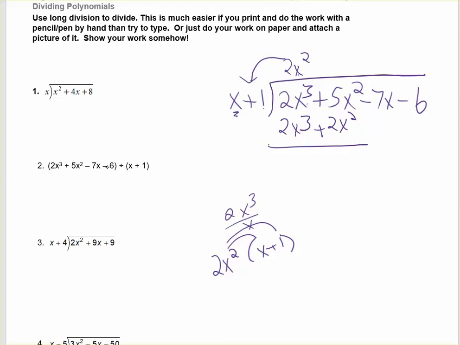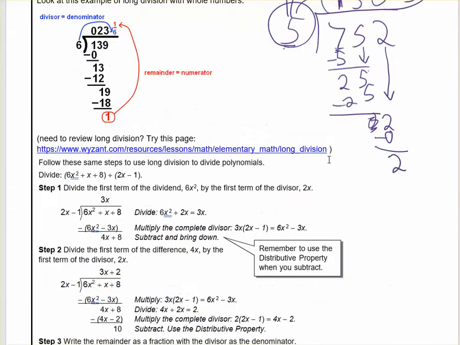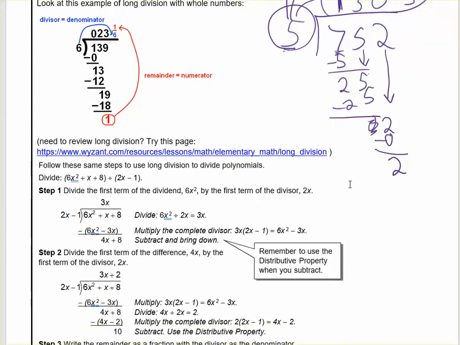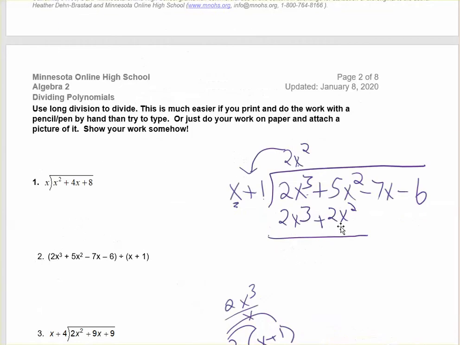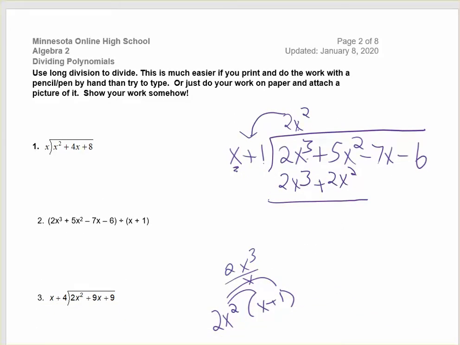Now remember, the next step when we were doing our problem with integers is to subtract. We change this to subtracting. So that means that I have to subtract both of these terms from the 2x cubed plus 5x squared that's above it. So we have 5x squared minus 2x squared, that's 3x squared.